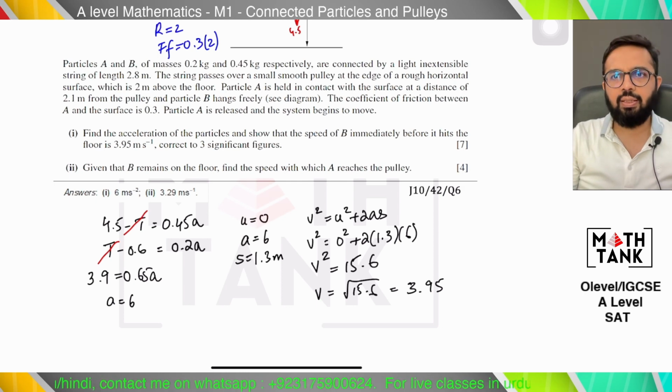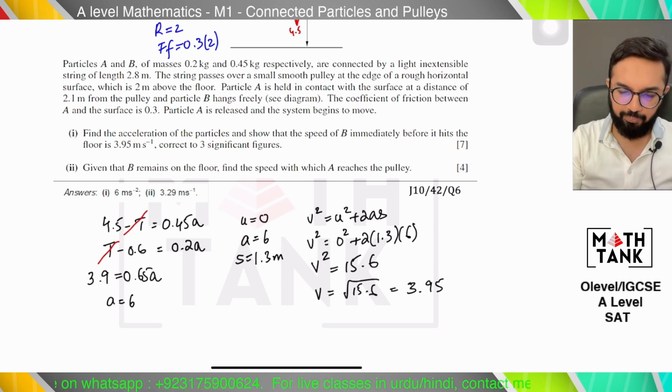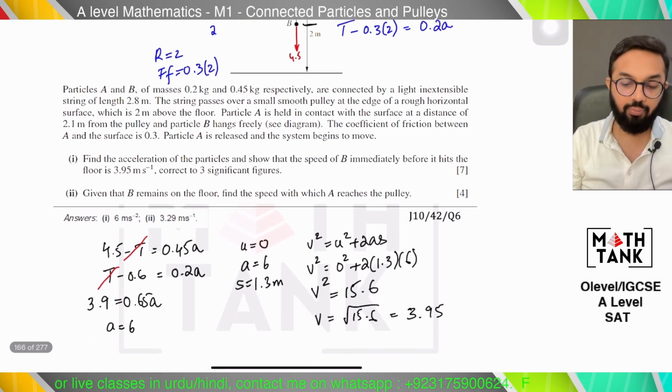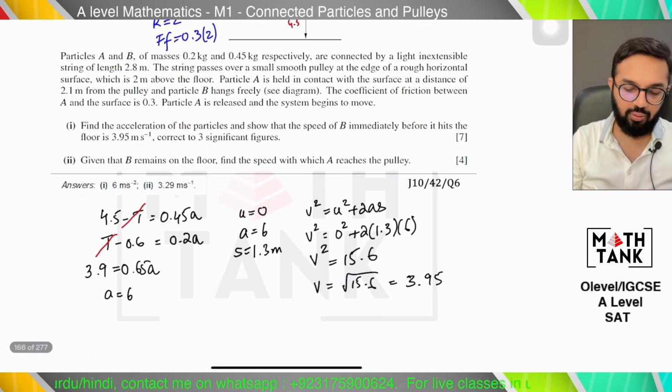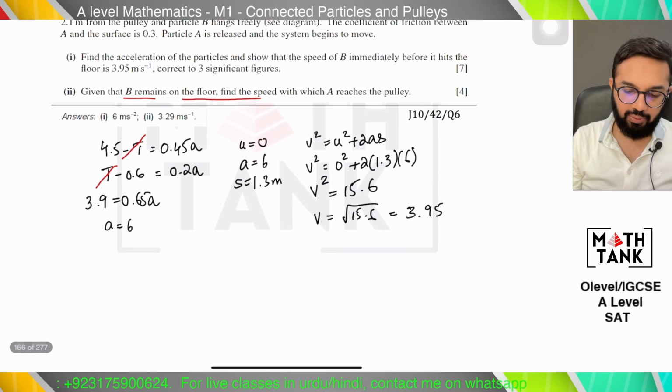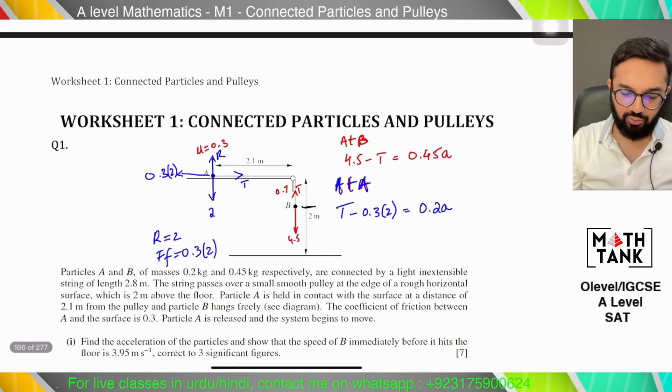So a relatively small 7 mark question because there were lots of parts involved. Making sure that the diagram is correct is marks as well. So make sure that you do that correctly. Given that B remains on the floor, find the speed with which A reaches the pulley.